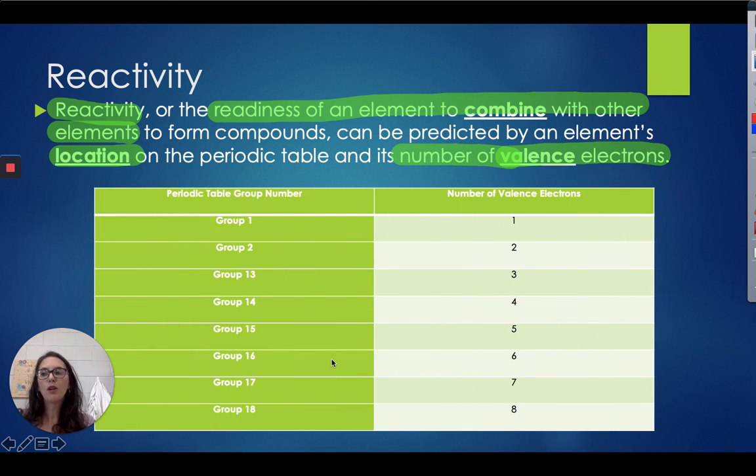Next, you have a table on your note sheet that you need to complete, and it should be very easy because we learned this when we labeled our periodic tables. We know that any of the elements in group 1 are going to have 1 valence electron. Group 2 has 2. And then we skip the transition elements, the transition metals in the middle. And then group 13, we said it doesn't have 13 valence electrons. It has 3. 14 has 4. 15 has 5. 16 has 6. 17 has 7. And 18 has 8. So make sure you fill in that table on your note sheet.